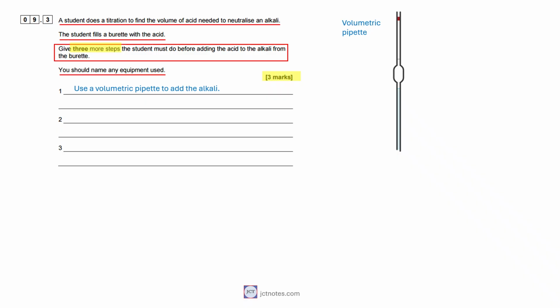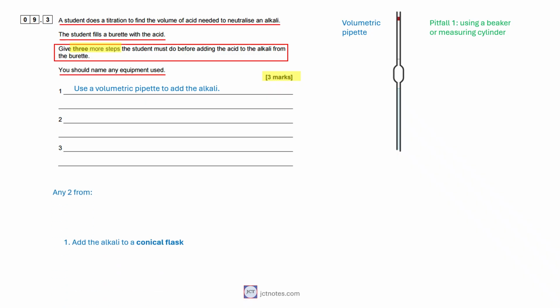The examiner's report highlighted this as a massive stumbling block. Many students completely omitted this essential step, which instantly cost them full marks. When adding a fixed volume for a titration, always use a pipette. Beakers and measuring cylinders do not have the accuracy required. To get our remaining 2 marks, we can choose any 2 correct steps from the following pool.